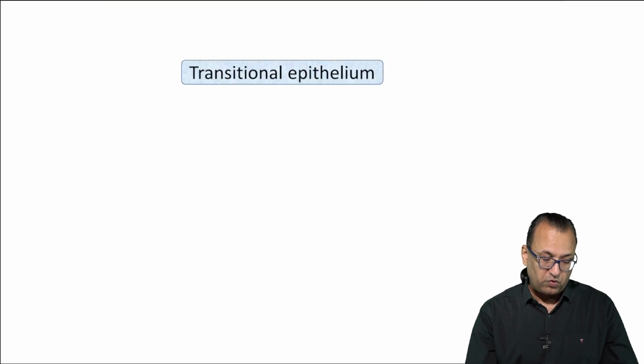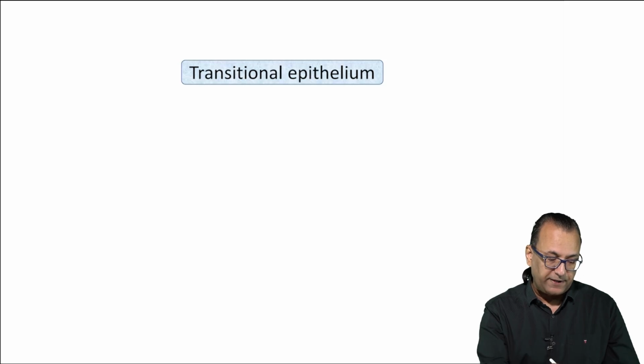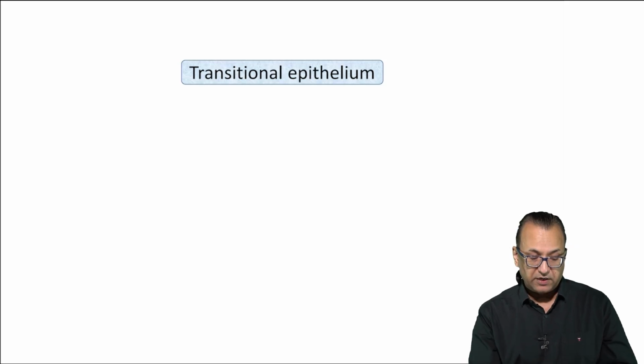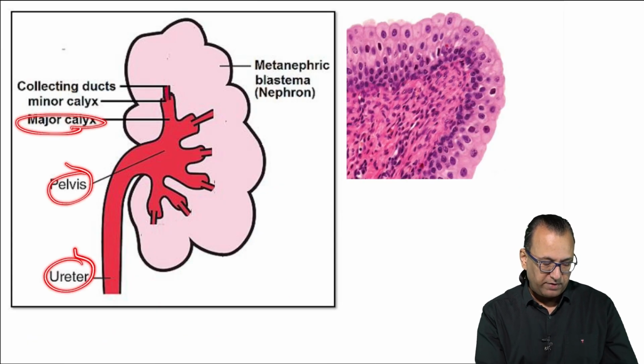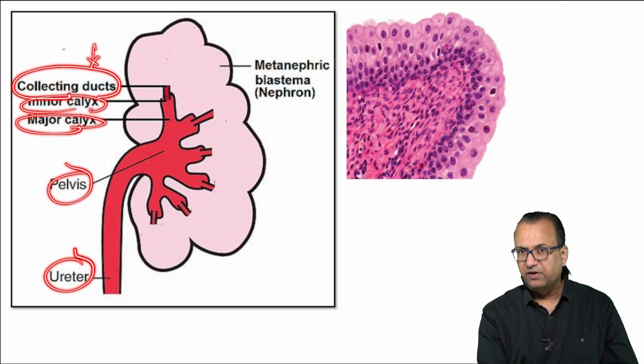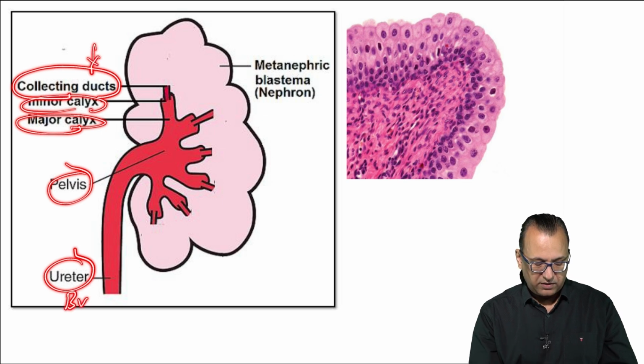As you go on to the next part of the discussion, transitional epithelium lines the collecting ducts. First of all, we'll see how transitional epithelium is identified and where it is lining. It starts with the collecting ducts, and as we have told, there are 5 derivatives. What are the 5 derivatives? Ureter, pelvis, major calyx, minor calyx, collecting ducts. They are the 5 derivatives of the ureteric bud, and that is for the collecting system. That is where you will have transitional epithelium.